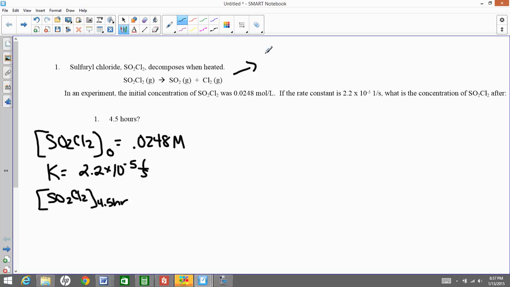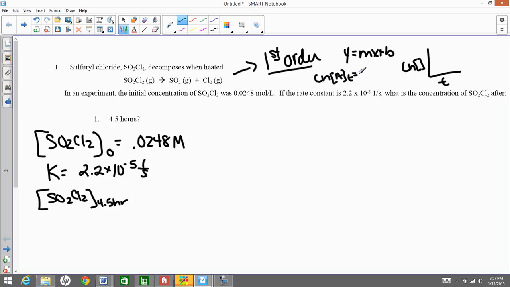Now we're missing information here. We need to be given the order of SO2Cl2, and it is first order. So that tells me the y equals mx plus b equation that I should be using. Remember, the first order reaction has a linear relationship when I graph the natural log of A versus time. So when I write my y equals mx plus b equation, on the y-axis I have the natural log of A at time t, which is equal to my slope, that's my constant, negative k, times x, which is time, plus my y-intercept, which will be the natural log of A at time 0.